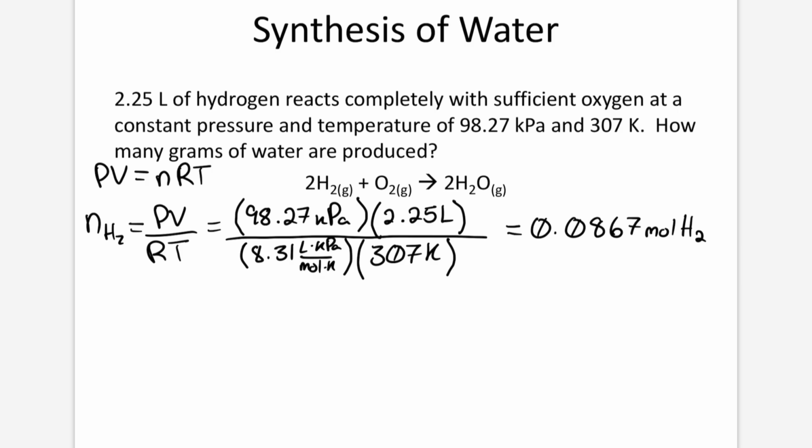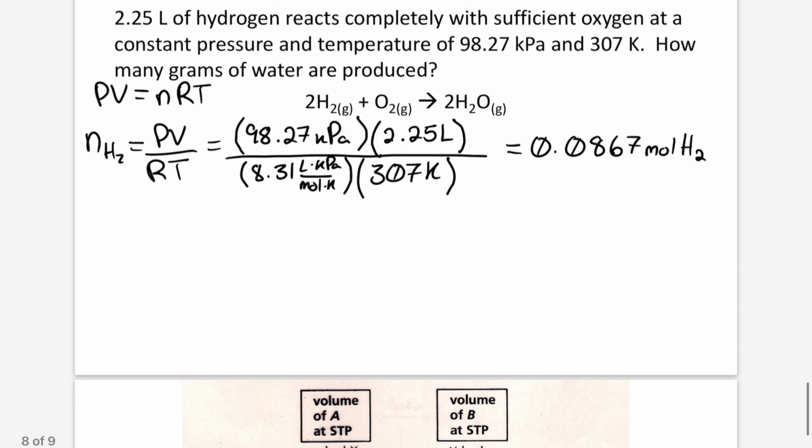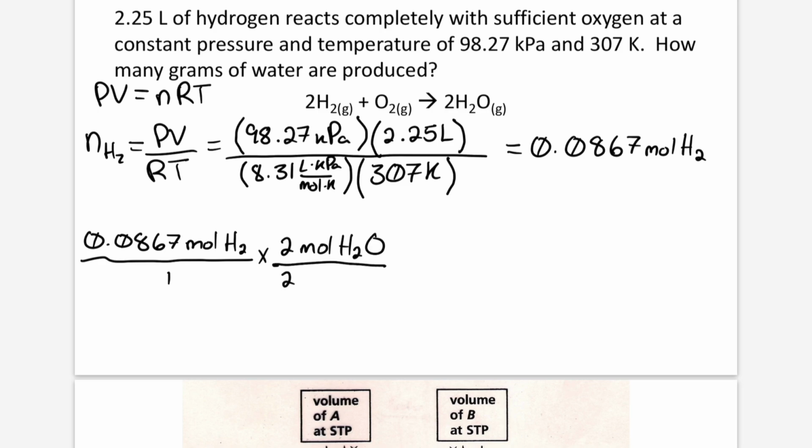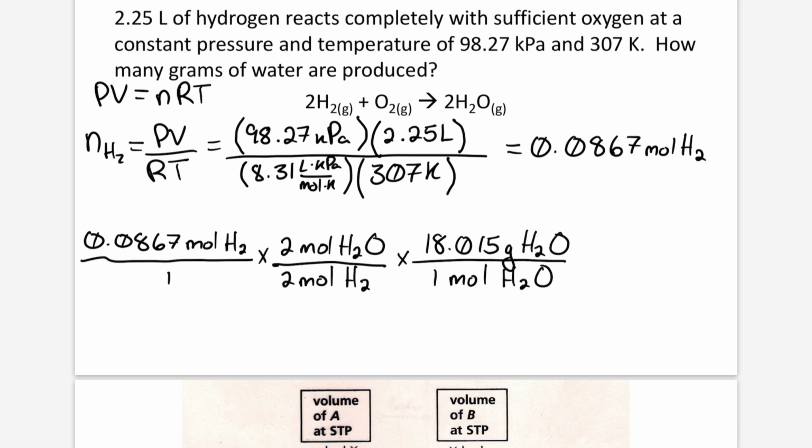Again, now that we've got our moles of hydrogen, we can run this like a normal stoichiometry problem to get to grams of water. And our final answer comes out to 1.56 grams of water being produced.